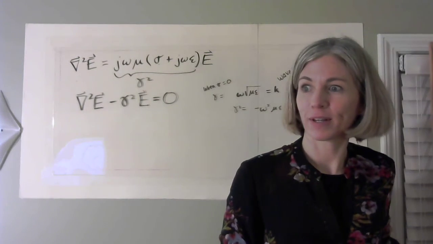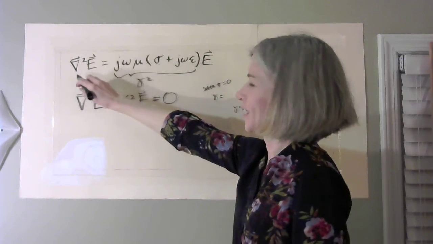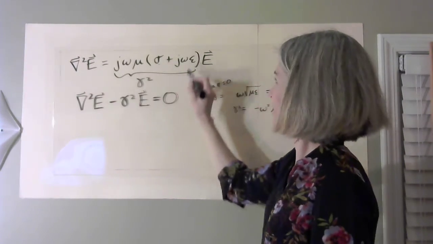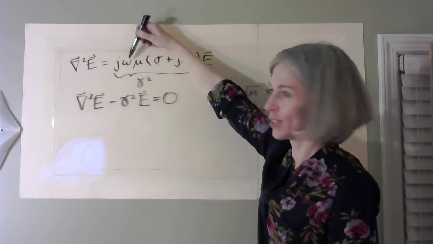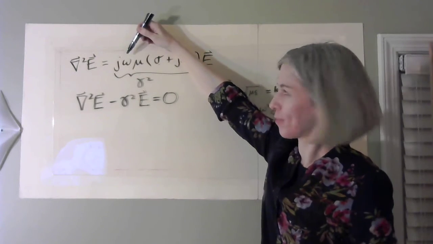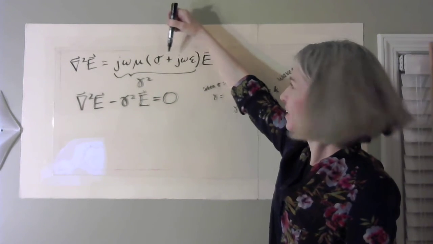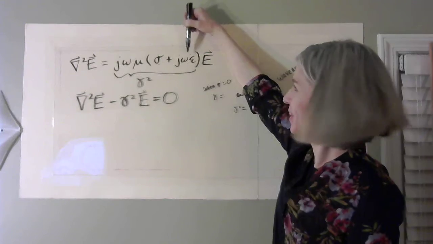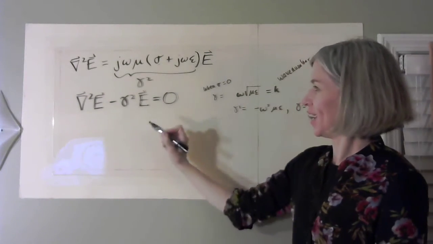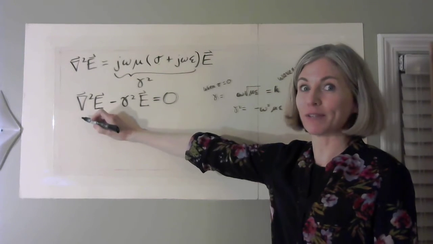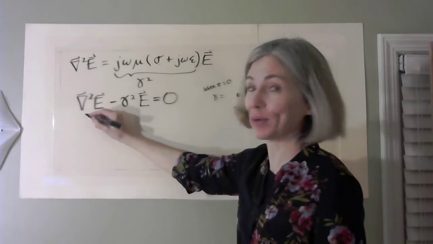Kept the best parts of the previous whiteboard here. We've got the vector Laplacian of E is this mess of constants times E. These constants include the frequency component, omega, that we're solving for, permeability, conductivity, and permittivity. And we lump it all together and call it gamma squared. It's a nice little differential equation. When we move it all over to one side and put that constant in there, it's called the wave equation.